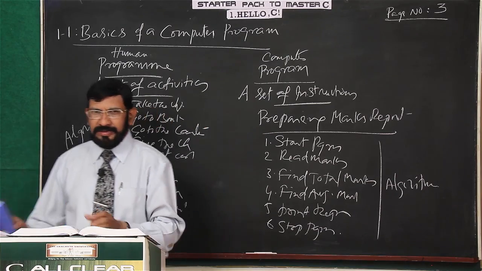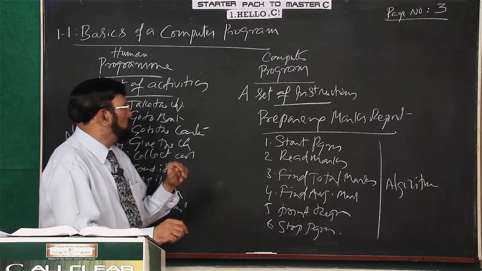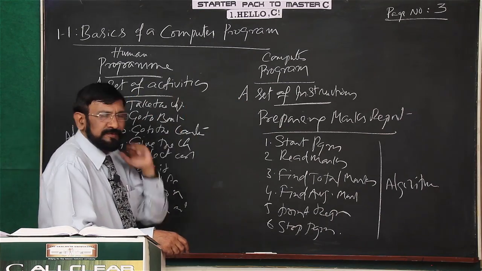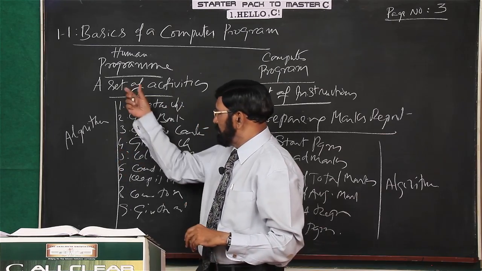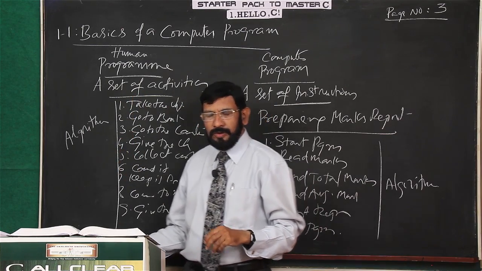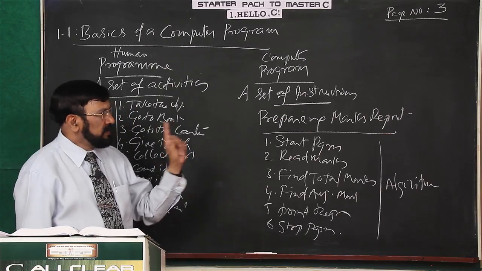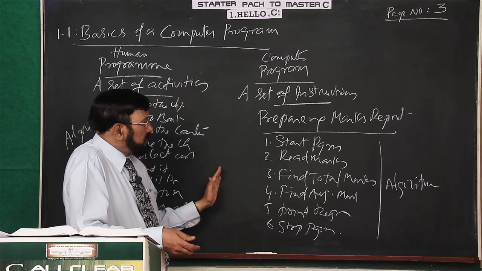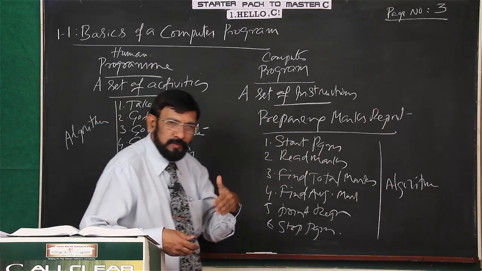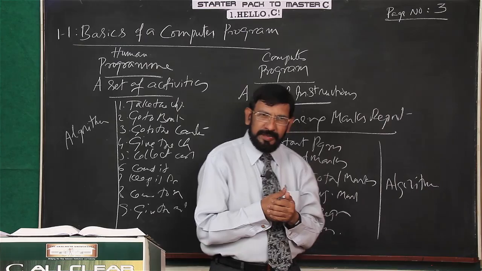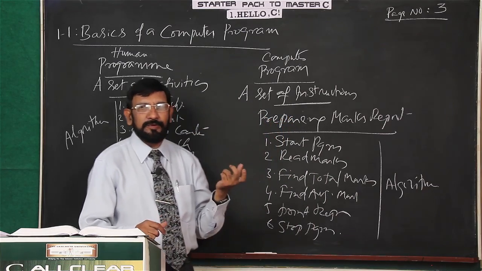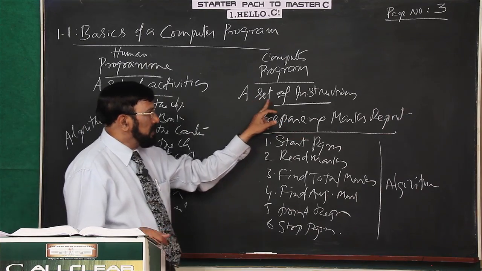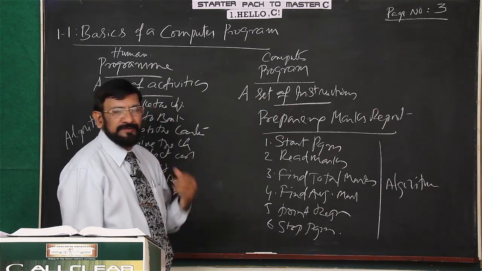Now, let us analyze the difference between the two. These are a set of activities and a set of instructions. These things you are doing on your own, so these are a set of activities. Here, computer is your assistant. That's why you have to instruct the computer. Now you are instructing your assistant. In the same manner, the modern servant is the computer. So you have to instruct your computer. That's why it is defined as a set of instructions.